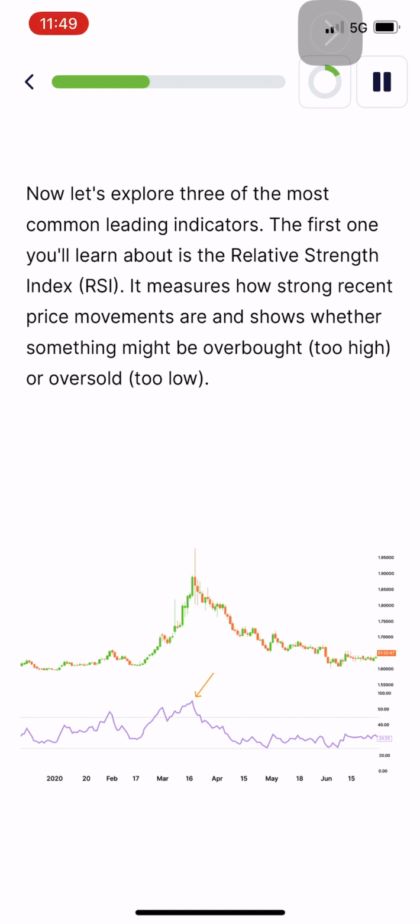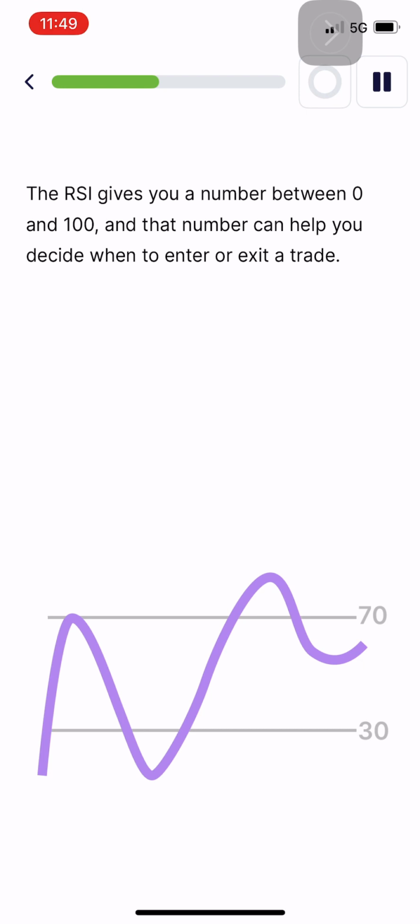The first one you'll learn about is the Relative Strength Index, or RSI. It measures how strong recent price movements are and shows whether something might be overbought, too high, or oversold, too low. The RSI gives you a number between 0 and 100, and that number can help you decide when to enter or exit a trade.